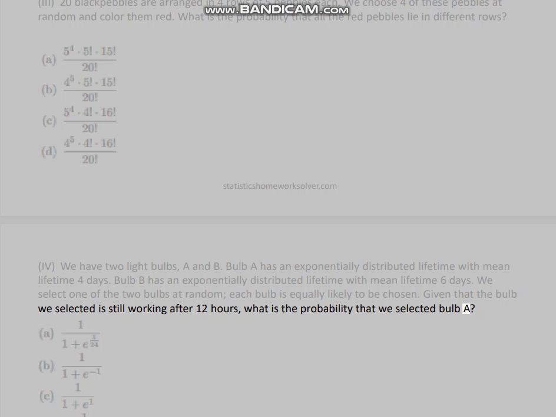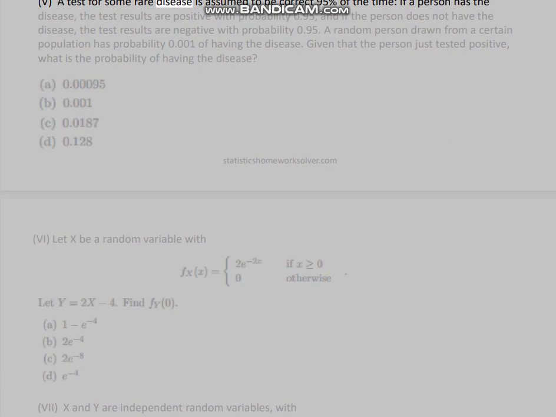5. A test for some rare disease is assumed to be correct 95% of the time. If a person has the disease, the test results are positive with probability 0.95, and if the person does not have the disease, the test results are negative with probability 0.95. A random person drawn from a certain population has probability 0.001 of having the disease. Given that the person just tested positive, what is the probability of having the disease?